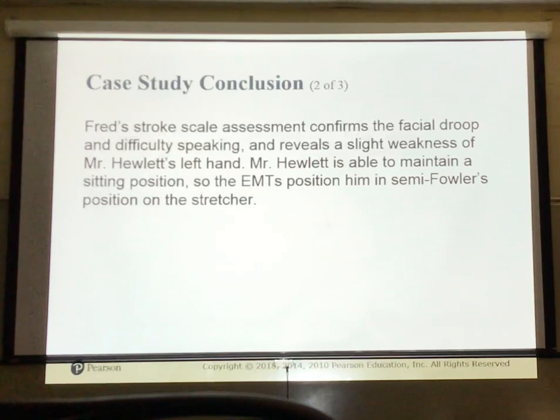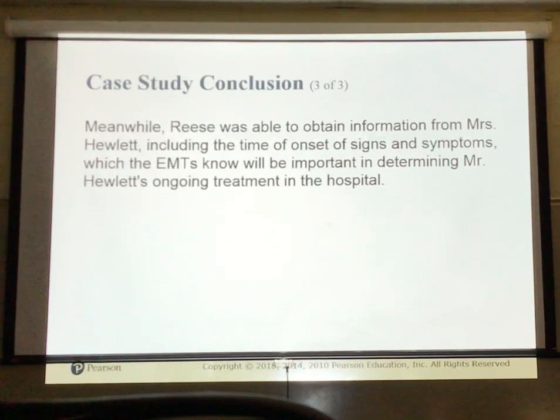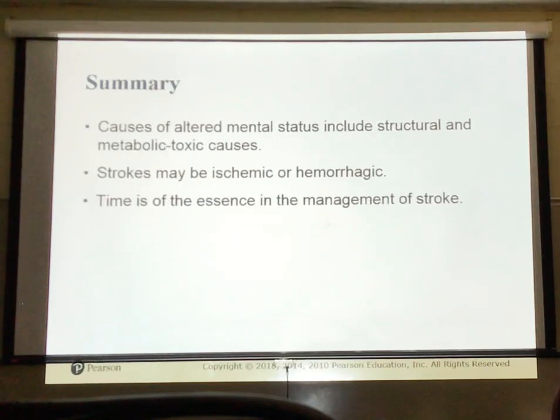Fred's stroke scale assessment confirms facial droop, difficulty speaking, and reveals a slight weakness of Mr. Hewitt's left hand. He is able to maintain a sitting position, so the EMTs position him in a semi-Fowler's position on the stretcher. Meanwhile, Reese was able to obtain information from his wife, including the time of onset, signs and symptoms, which they will know is important in determining ongoing treatment in the hospital.